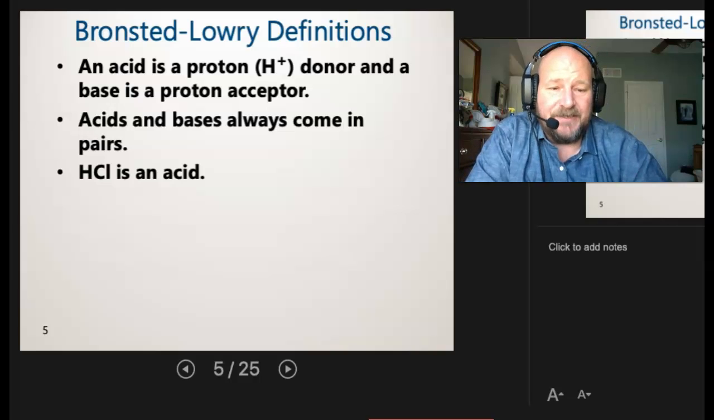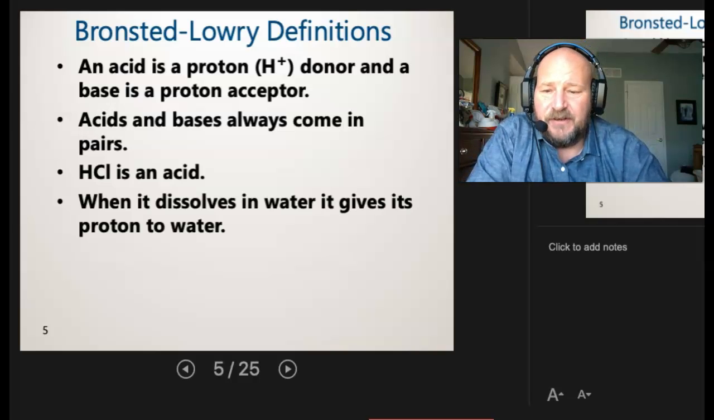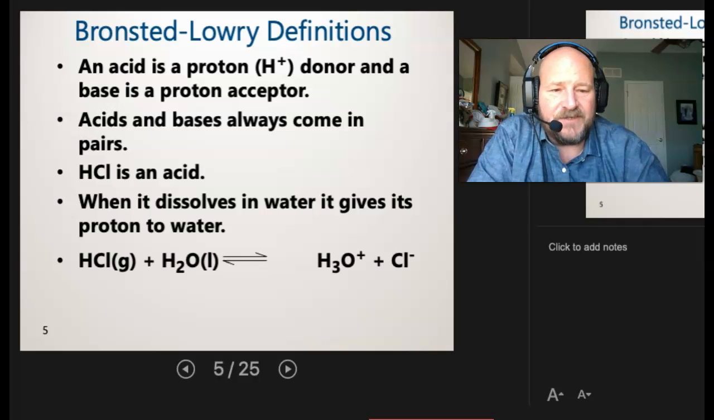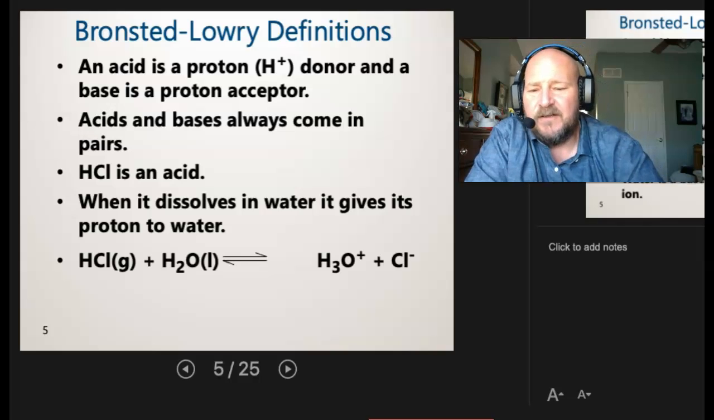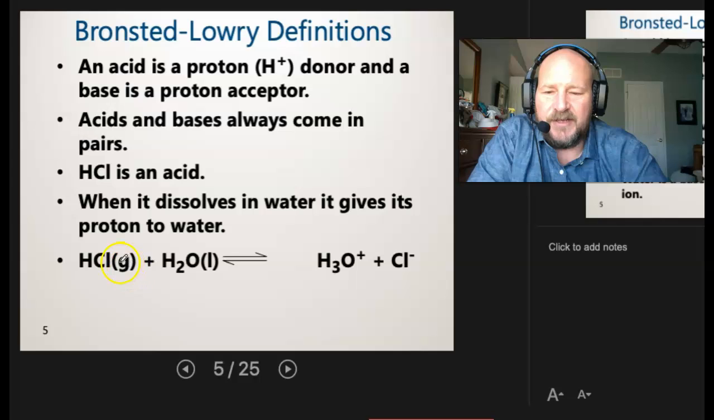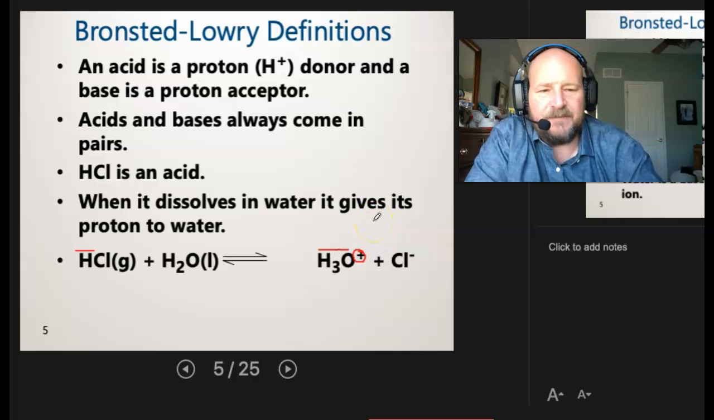It means it's going to completely dissociate. So when we dissolve HCl in water, it gives its proton to the water. So here you can see we're going to take HCl, it's a gas, so we're going to bubble it through a container of water, and that water is going to be liquid water. As it does that, the proton goes from the HCl to the H2O. And notice we have a plus charge now on what used to be a water, now has an extra proton. And we have the chloride ion off to the side here.